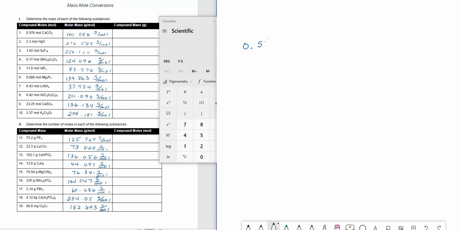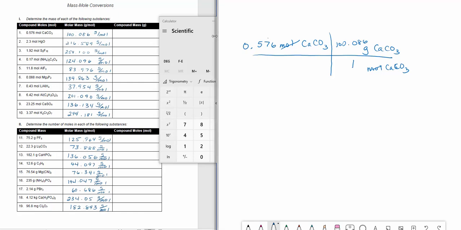So 0.576 moles of our compound. In this case, it is calcium carbonate. I need to use the equivalency expression with moles of calcium carbonate in the denominator and grams of calcium carbonate in the numerator. So it's important to understand how the molar mass units work. The molar mass units are grams per mole. So the number I've calculated, 100.086, is 100.086 grams of calcium carbonate per 1 mole. So the moles cancel out and I'm left with grams.